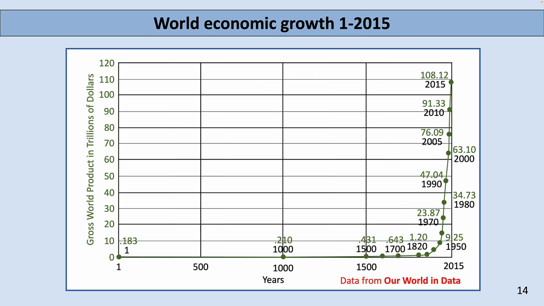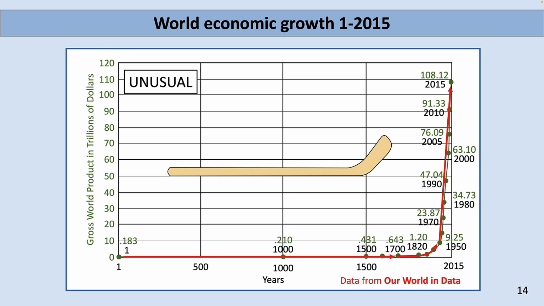Now let's look at GWP data from year 1 through 2015, just like in slide 11. The data from year 1 through 1700 are basically flat. From 1700 to 1950, there is a noticeable rise. From 1950 on, there is rapidly accelerating exponential growth. This is a hockey stick graph. Something unusual is happening.